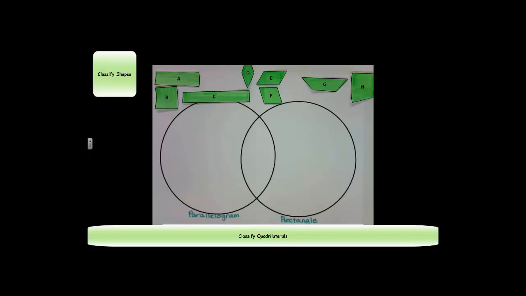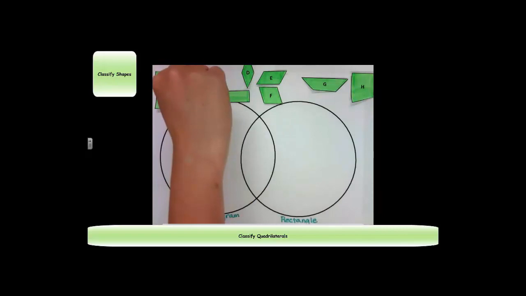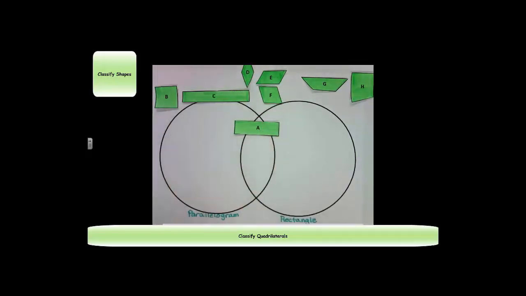You can see at the bottom I selected parallelogram and rectangle. Just to remind you that a parallelogram is a quadrilateral with 2 opposite sides that are parallel. A rectangle is actually a parallelogram, but a rectangle has 4 right angles. So let's get sorting. We're going to start with shape A, and shape A has 2 opposite sides that are parallel, so it is a parallelogram, but it also has 4 right angles. It's also a rectangle. So we're going to place letter A in the middle section of our Venn diagram since it fits into both categories.